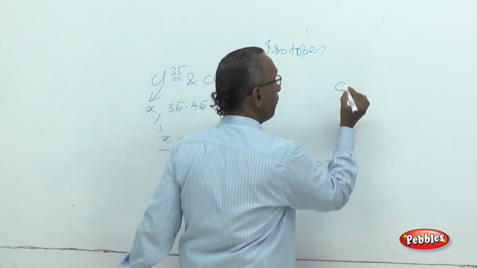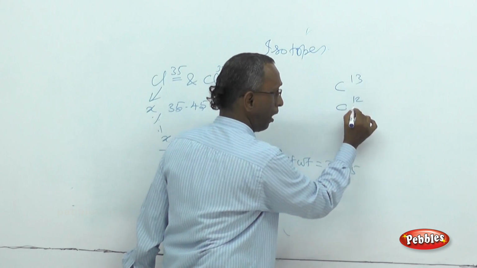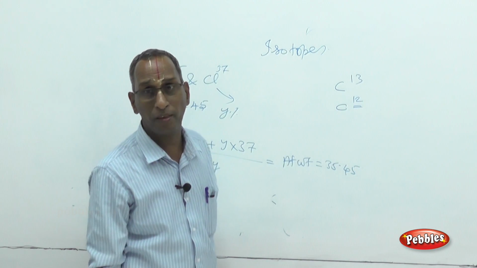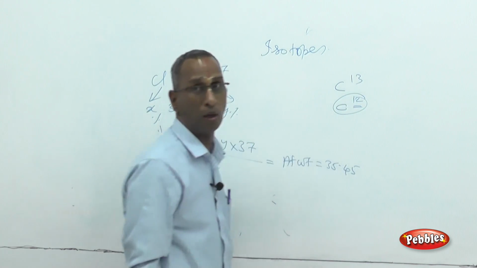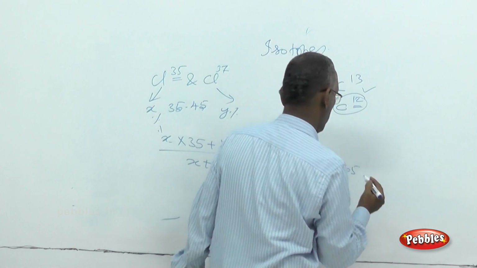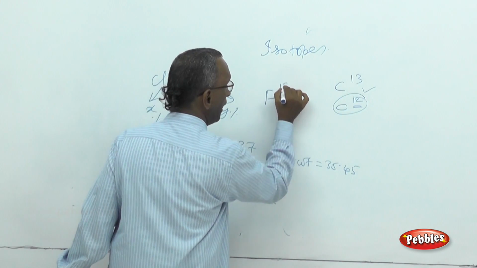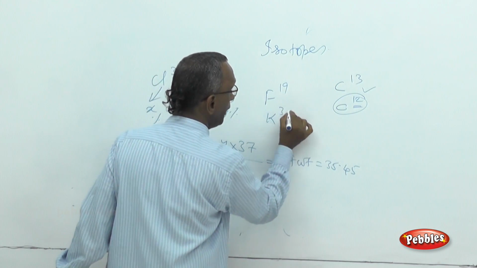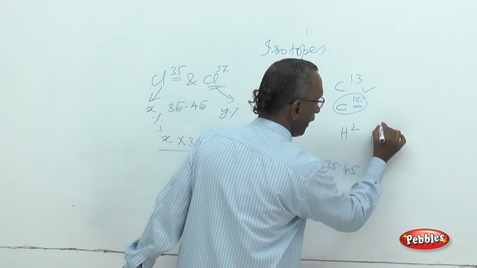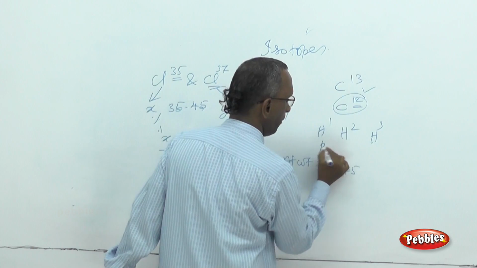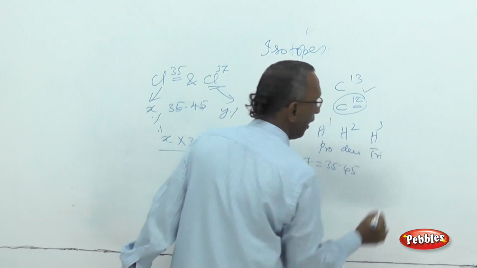Similarly is the case with carbon, C13, which we will refer to. Normally carbon's atomic number is 6, meaning 6 protons and 6 electrons. The normal isotope is C12. C13 is a heavier isotope. So Cl37 is the heavier isotope. F19 is the heavier isotope. K39 is the heavier isotope. H1, H2, H3: protium, deuterium, tritium. So these are the different isotopes.